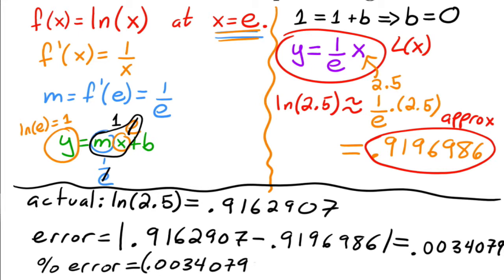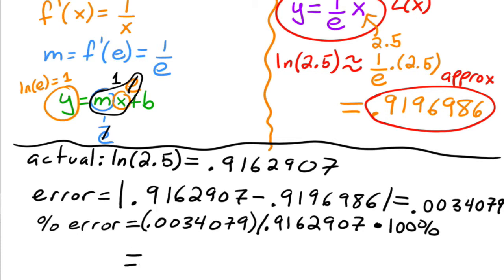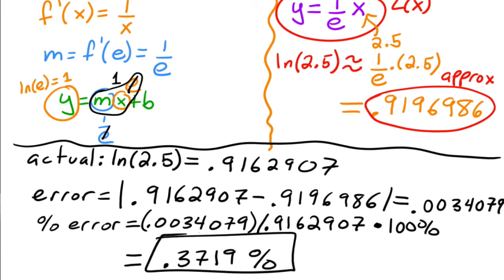And then the percent error, remember, is just the error, 0.0034079, divided by the actual, which is 0.9162907, and then multiplied by 100%. And so if you do all that, you would get 0.3719%. So again, pretty close.